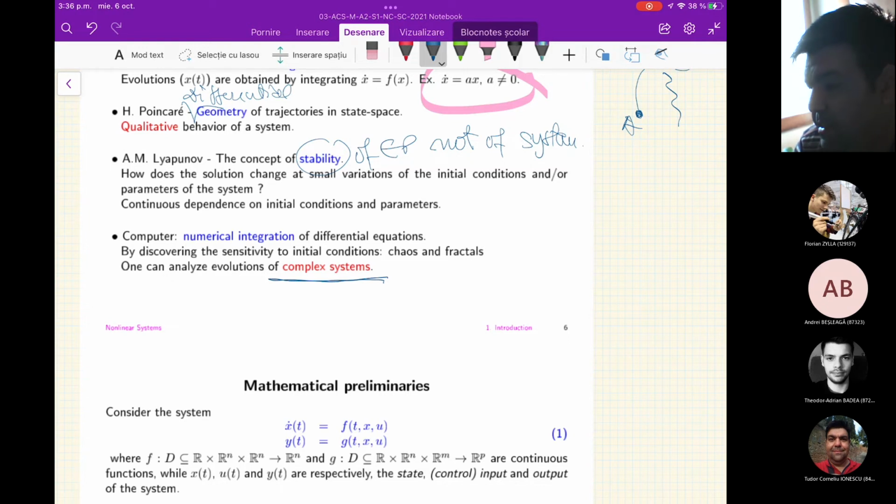I'm not sure if this is exactly what you have been expecting, but we'll see along the way. For instance, I'm going to show you next time an example of a hunter-predator game system. This is nonlinear.